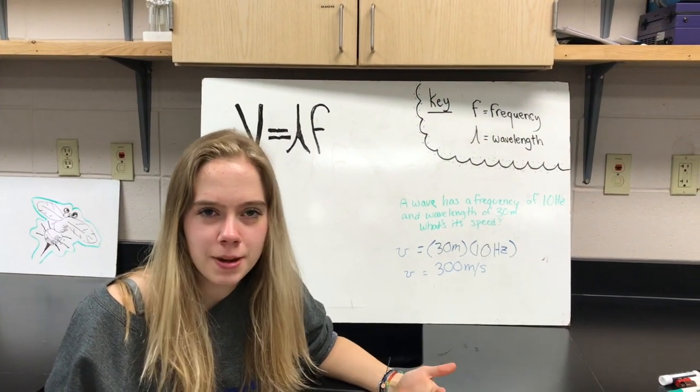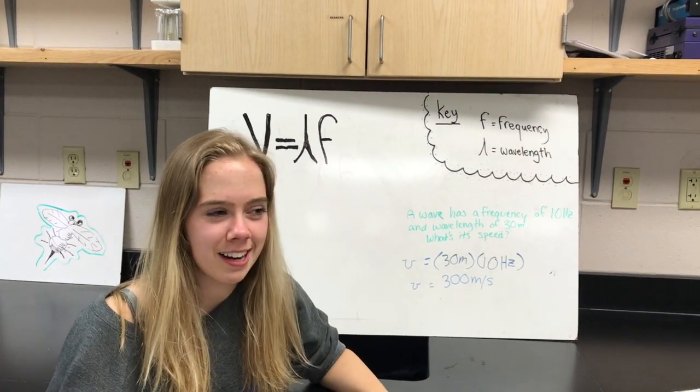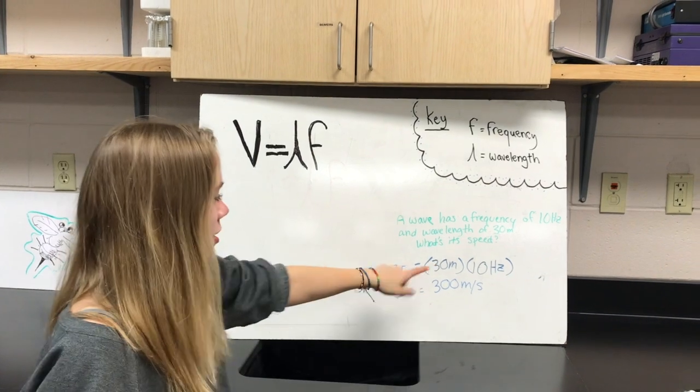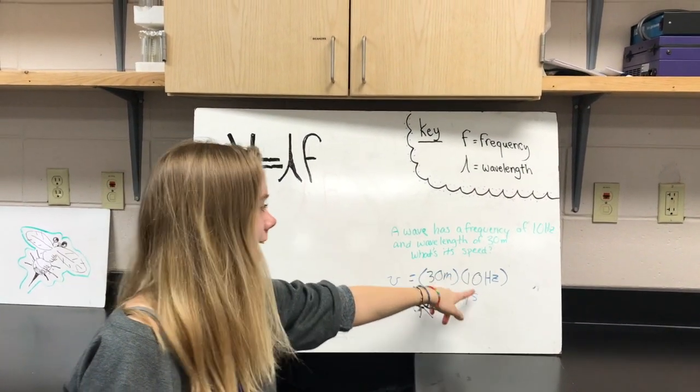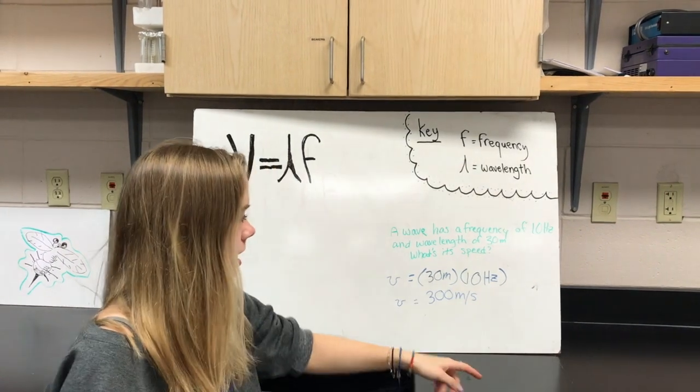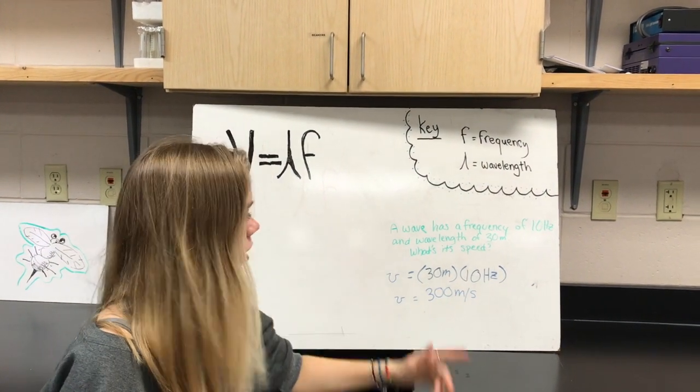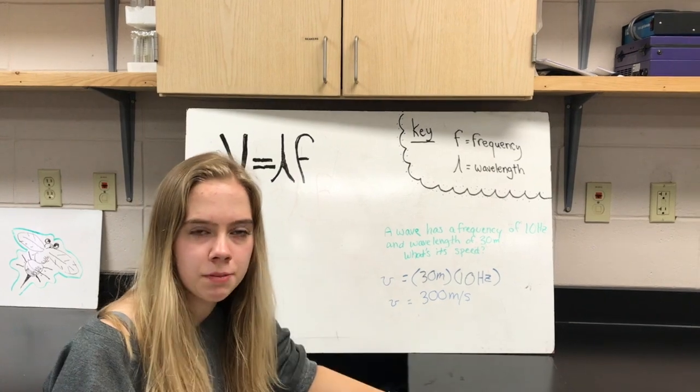If you got 300 meters per second, you've got the correct answer. Let's see how we got it. So first, you plug in your variables. 30 meters for a wavelength, 10 hertz for a frequency. And when you multiply those two together, you get a wave speed of 300 meters per second. Great job! There will be two types of waves that we'll be learning about today.